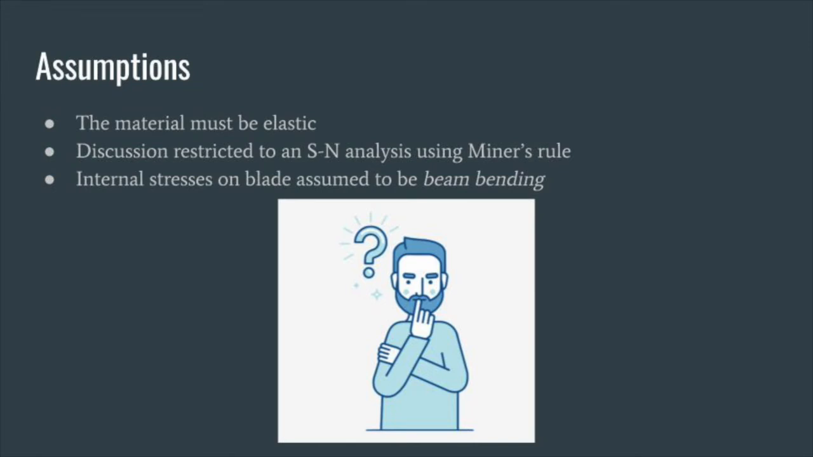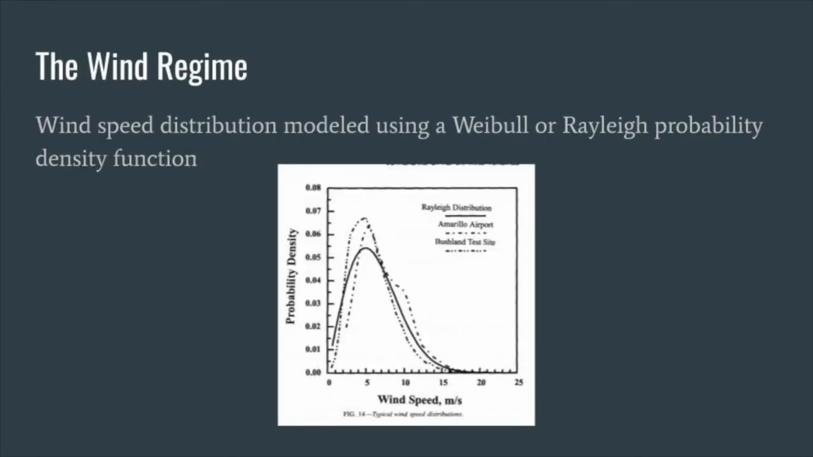Now, the author's approach to incorporating wind speed distribution is modeled using a Weibull or Rayleigh probability density function, with the Weibull function being defined by the average wind speed and a shape factor, and the Rayleigh distribution being a special case of the Weibull with a shape factor of 2.